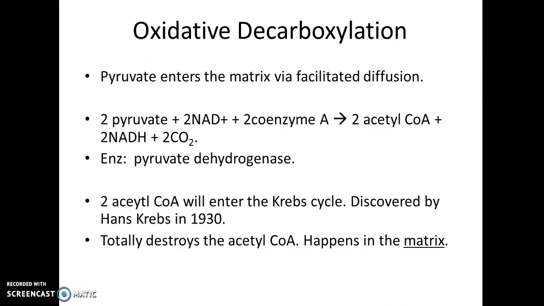Now, acetyl-CoA will enter the Krebs cycle. The Krebs cycle is also called the TCA cycle. It's called the citric acid cycle. It's called all these different cycle names. It was discovered by Hans Krebs in 1930.